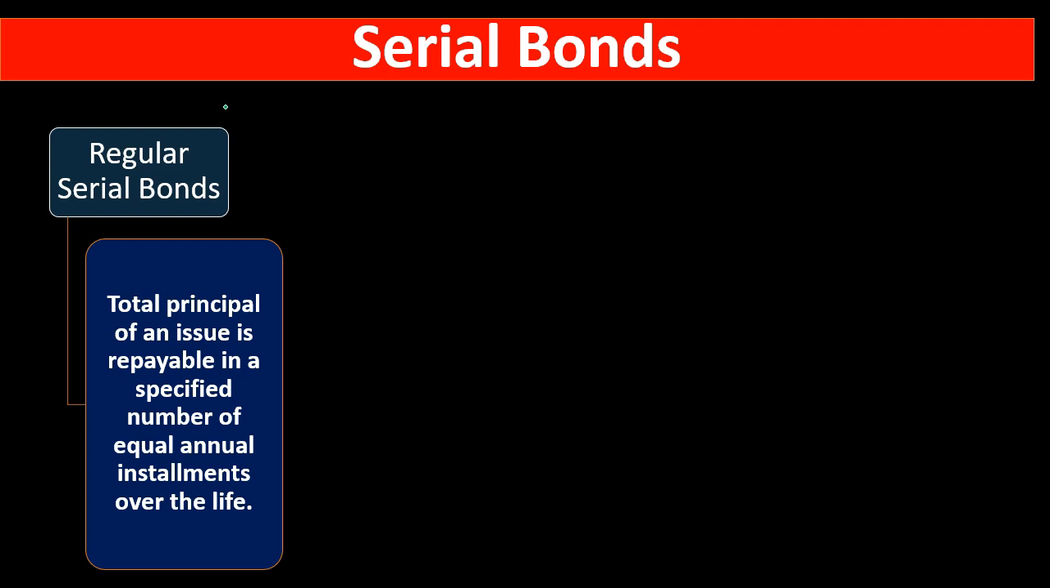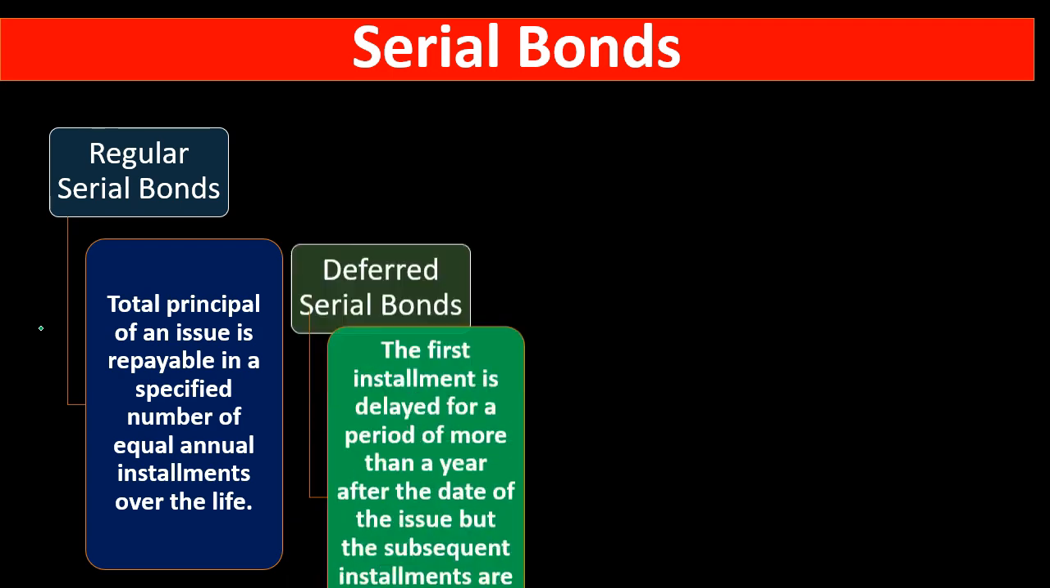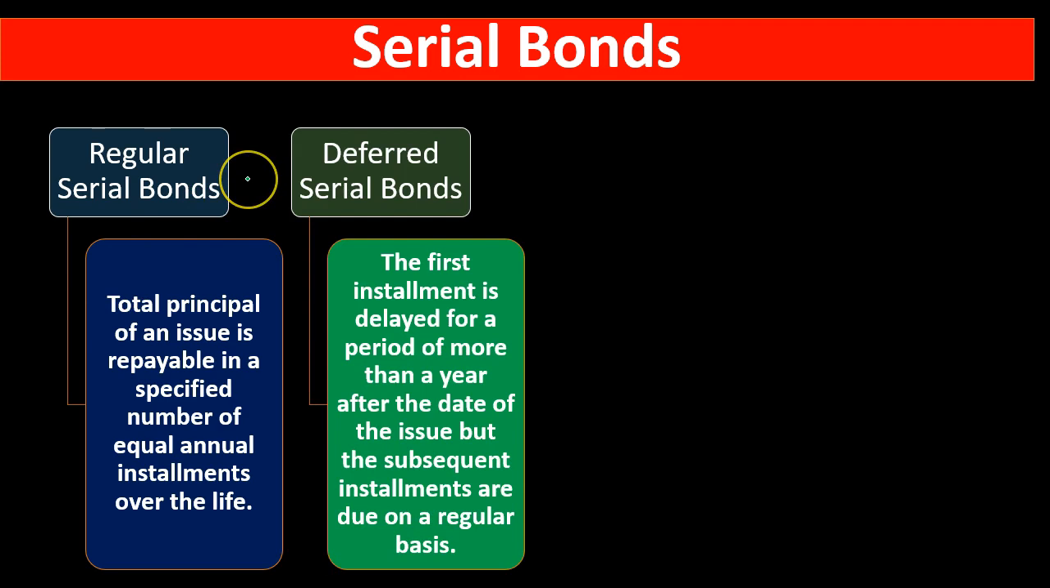We have the regular serial bonds. Those total principals of an issue is repayable in a specified number of equal annual installments over the life. So we have basically the equal annual installments when we're talking about a regular type of serial bond. Then we have the deferred serial bonds. The first installment is delayed for a period of more than a year after the date of the issue, but the subsequent installments are due on the regular basis. So the first payment is a little bit different, but then we get back to basically regularness after that point in time.